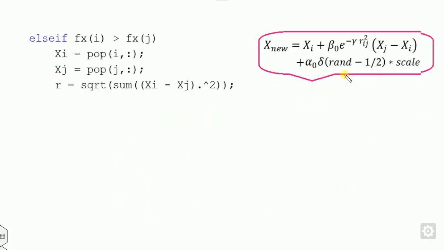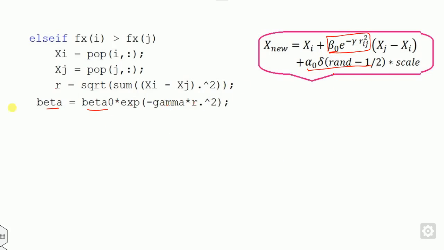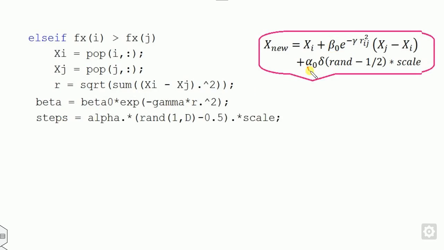Now I will calculate this term. So how do you calculate this? I call it beta. This is beta 0 multiplied by e exponential minus gamma of r square. So r square is here. So this is the term, this is calculated. Now I can calculate this term. So I call it firstly step. This term I already denoted as alpha. You can see I can represent this already by this. So this is alpha.